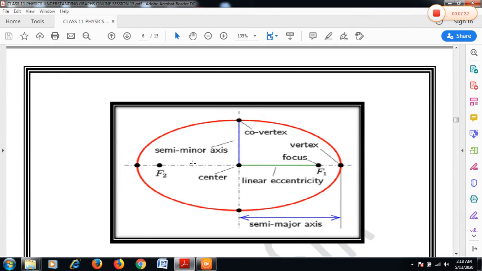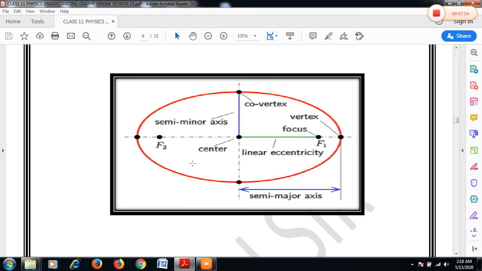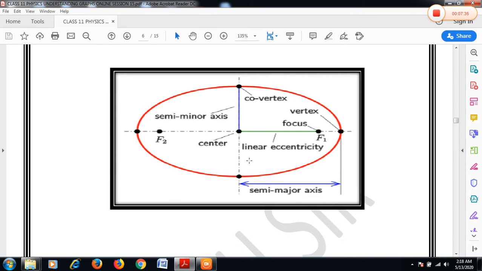Now let us have a look at the figure where we have different parts of the ellipse. Here we have the center. These two points F1 and F2 are the foci, and this blue shaded part is the semi-minor axis, which is half of the minor axis. And from the center to the vertex, here we have the semi-major axis, twice of which, from this vertex to this one, is the major axis.